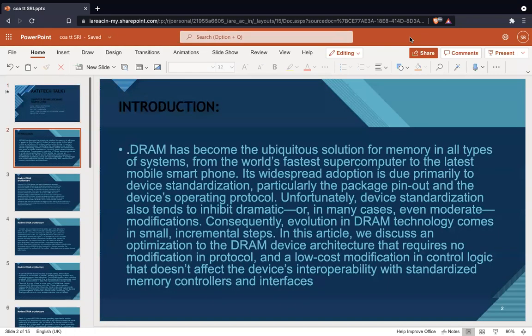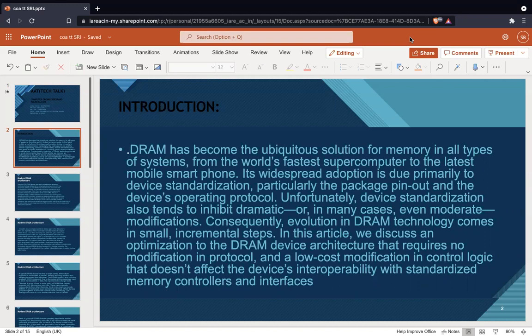DRAM has been the ubiquitous solution for memory in all types of systems, from the world's fastest supercomputer to the latest mobile smartphones. Its widespread adoption is due primarily to device standardization, particularly the package, pinout, and the device operating protocol. Unfortunately, standardization also tends to inhibit dramatic or, in many cases, even moderate modifications. Consequently, evolution in DRAM technology comes in small, incremental steps.